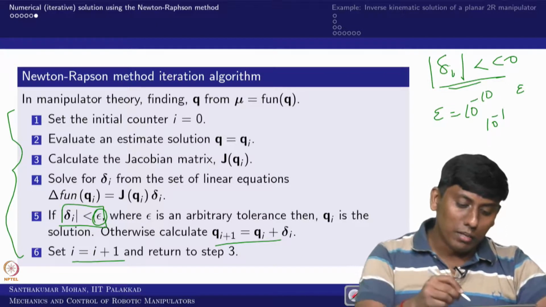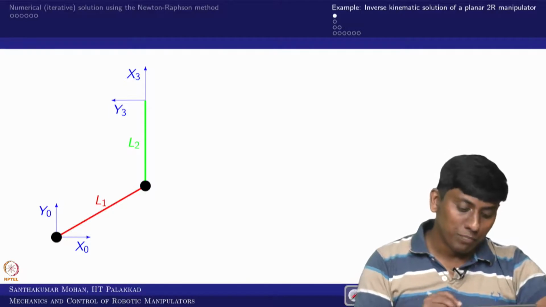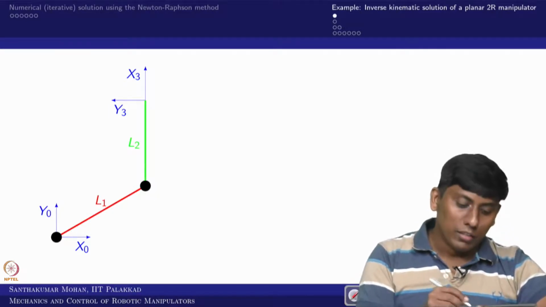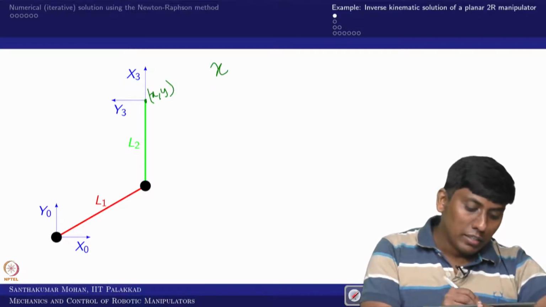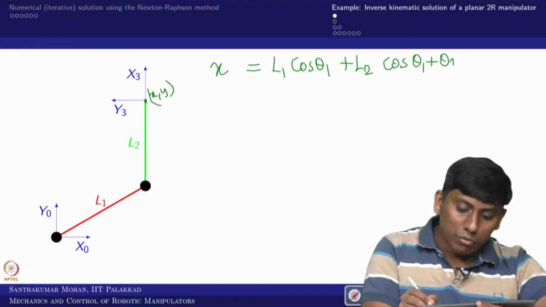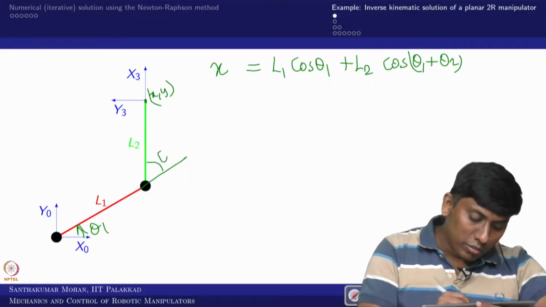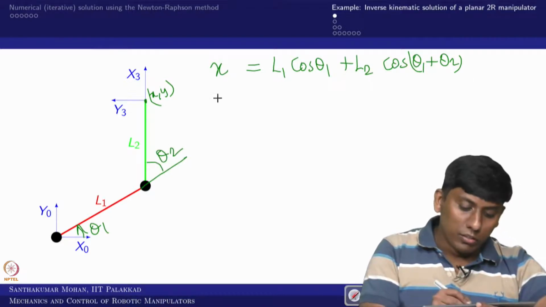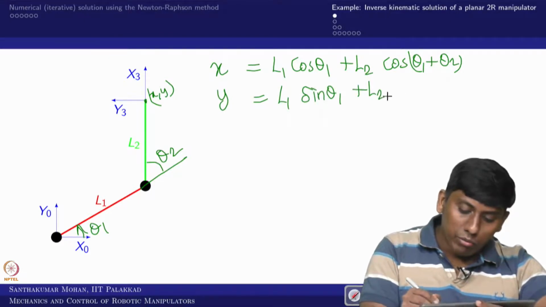So now let us move to the numerical example. For that we are taking a 2R serial manipulator. So we know this, right. So what would be the x position of this? This is x and y. So this x would be L1 cos theta 1 plus L2 cos (theta 1 plus theta 2). So theta 1 is this angle, and theta 2 is this angle. So we can get this. Similarly y is L1 sin theta 1 plus L2 sin (theta 1 plus theta 2).